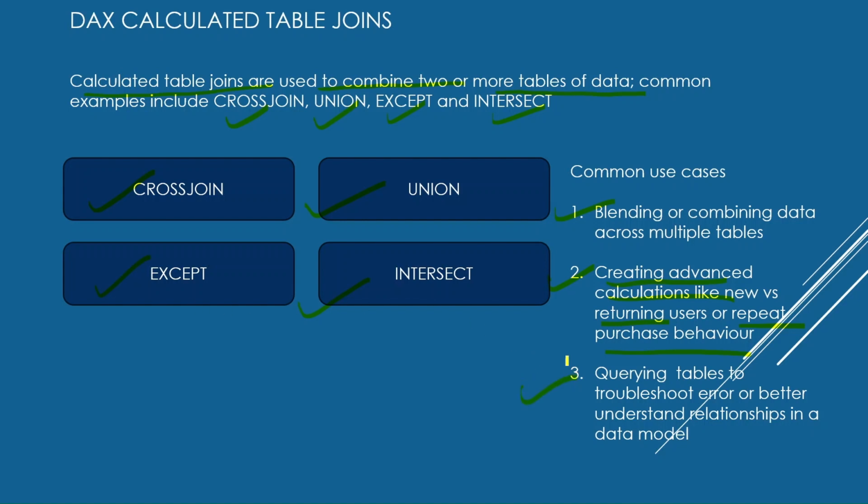This is the third use case: querying a table to troubleshoot errors or to better understand the relationships in the table. Whenever there is a requirement to troubleshoot, whenever we are querying a table, with the help of a calculated table joins function, we can troubleshoot. And if you want to better understand the relationships in the data model, we can use the calculated table join function.